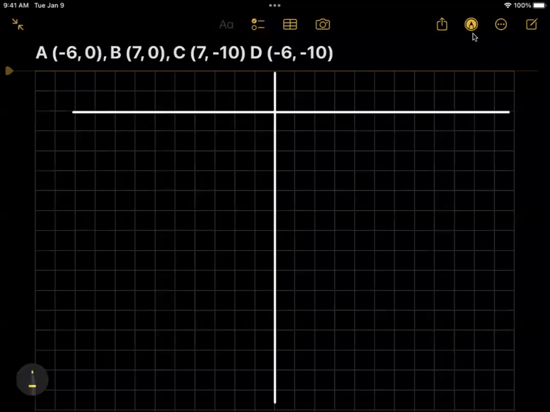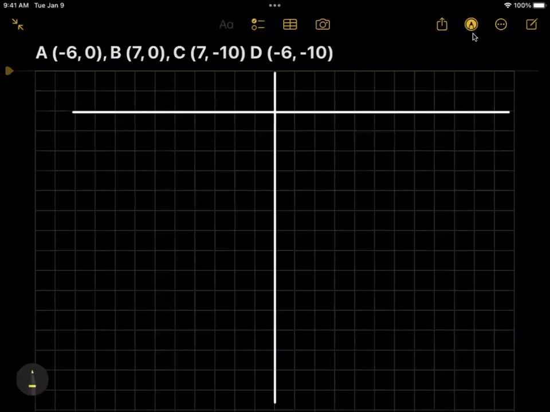So you may notice my coordinate plane looks a little different. The x-axis is closer to the top of the screen. I did that because when we graph, our shape is going to be down in the negative area a lot, so we need some more space down there. So I moved the x-axis up a little closer to the top of the screen to give us more room. Okay, so let's start with point A.